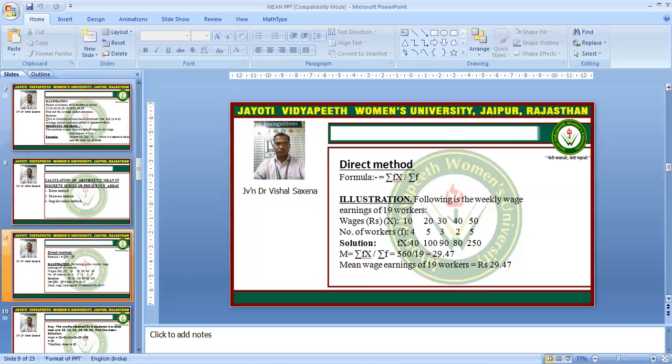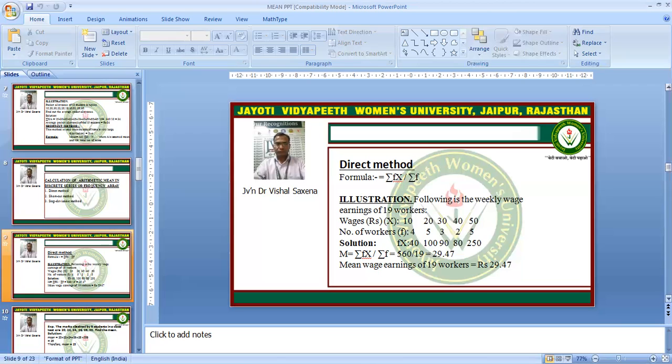In this question, we are given the weekly wage earnings of 19 workers. We are given a table where wages in rupees are given, and this shows the values of X. The values of X are 10, 20, 30, 40, and 50. And the number of workers F is equal to 4, 5, 3, 2, and 5. So these are the values of frequency F.